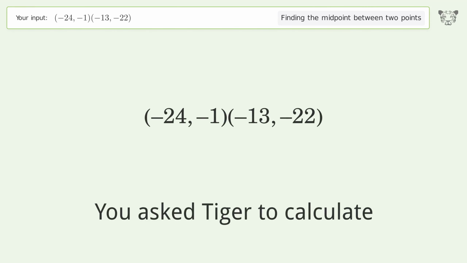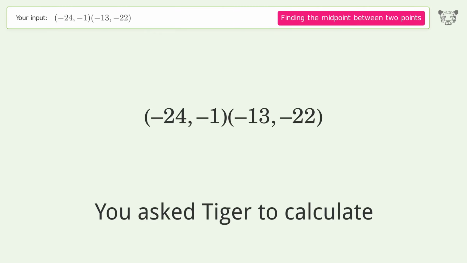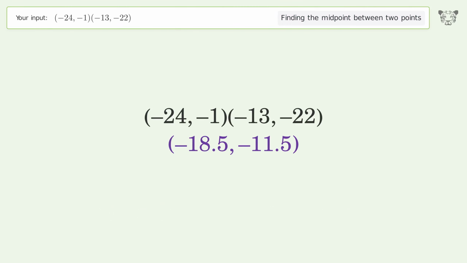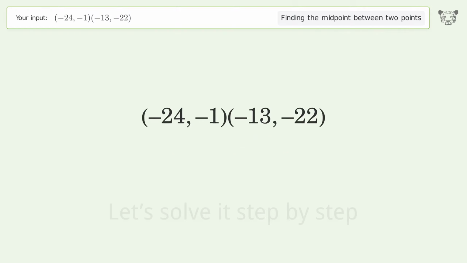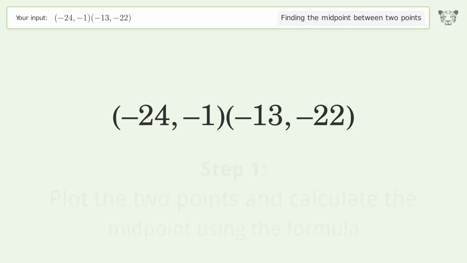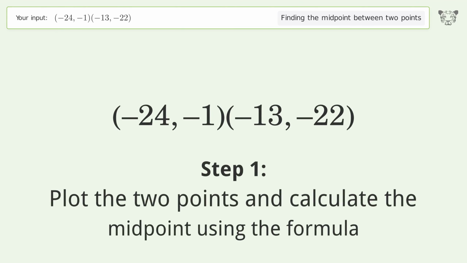You ask Tiger to calculate. This deals with finding the midpoint between 2 points. The midpoint between the 2 points is negative 18.5, negative 11.5. Let's solve it step by step. Plot the 2 points and calculate the midpoint using the formula.